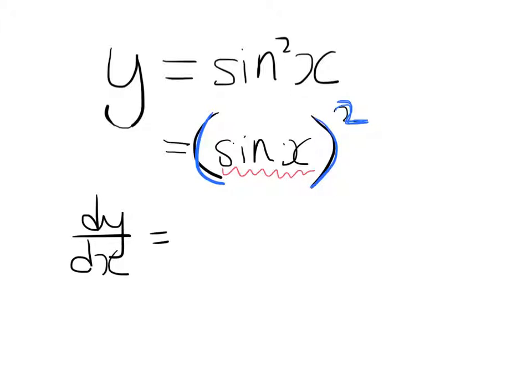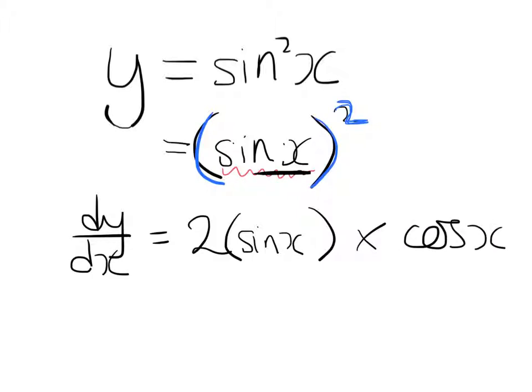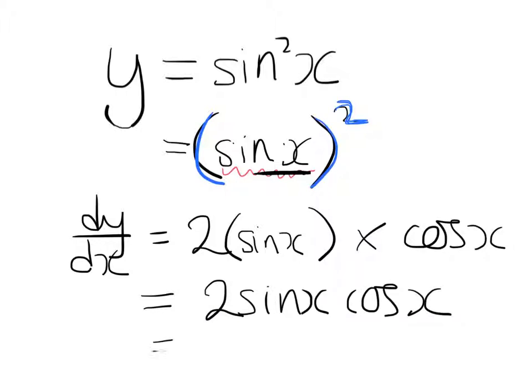So if we differentiate x squared, then we get 2x, so now we're going to get 2 of the baby, and the baby's sine x. And what do we get if we differentiate the baby function? Well, we get cosine of x. So we get altogether 2 sine x cos x, which you may recognise as sine 2x.